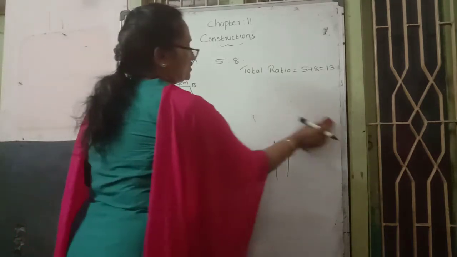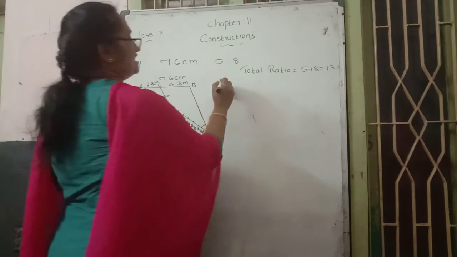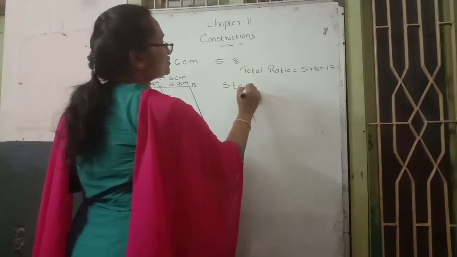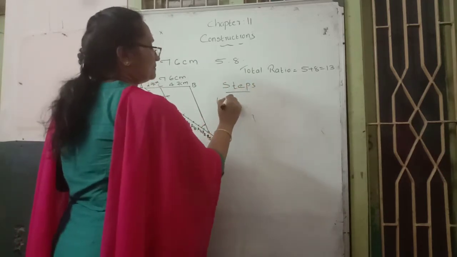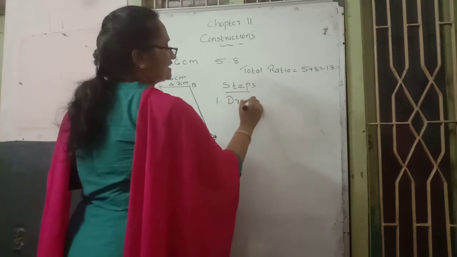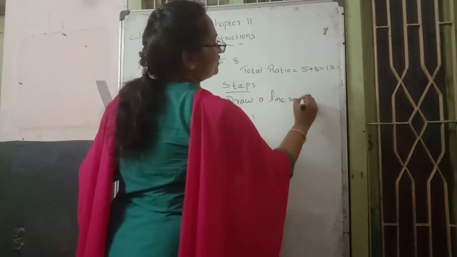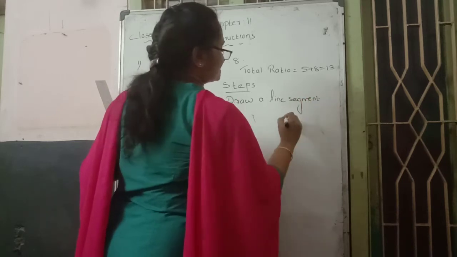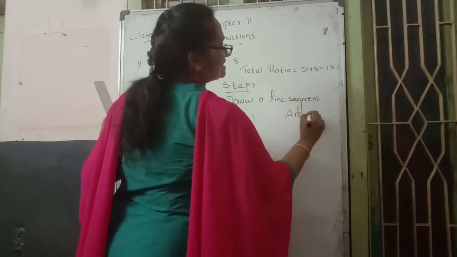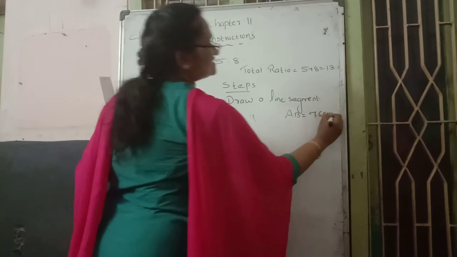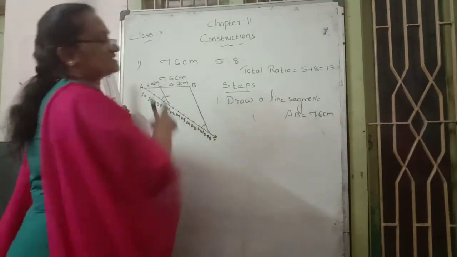Then steps also, procedure. We need steps. How to write these steps? What is our first step? First step, draw a line segment. What name do we give? AB is our line segment. How many centimeters? A 7.6 centimeter line segment.